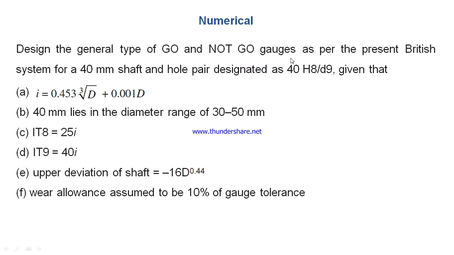Here 40 stands for basic size, H stands for hole basis system, having a tolerance of IT8 grade. D stands for shaft, having a standard tolerance value of IT9 grade. So, before starting the problem, we must know how D is calculated. D is the geometrical mean or geometrical diameter step. I is the standard tolerance value.